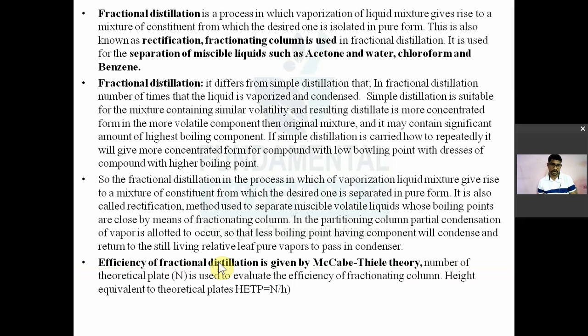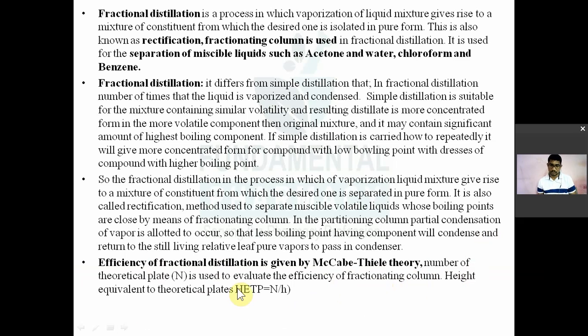जो fractionating column होता है उसका efficiency कौन देता है? ये theory, McCabe-Thiele theory. ये इतना याद रखो कि McCabe-Thiele theory is related with the efficiency of fractionating column. Is related with the fractional distillation. इतना भी याद रखा आपने, आपका काम बन जाएगा.